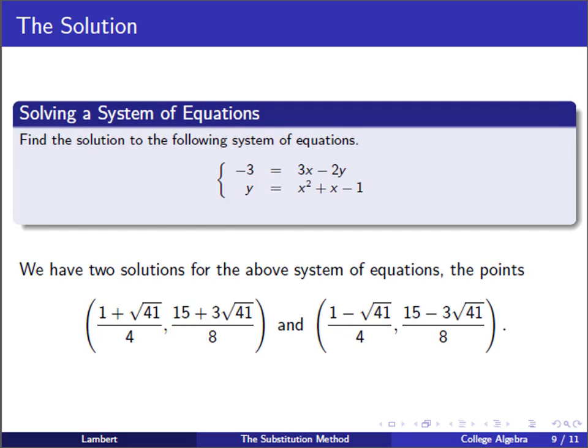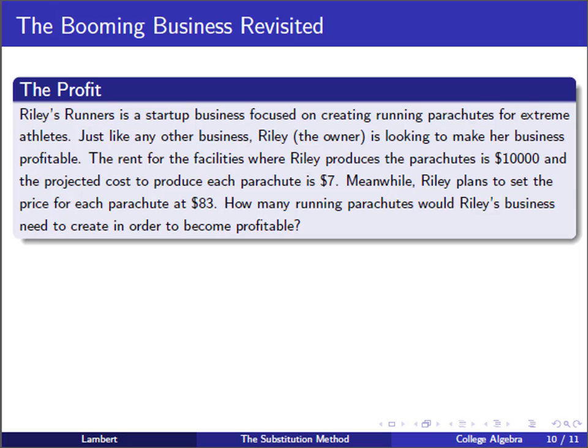So this finally leads us back to our first problem with Riley's Runners business. We need to try and find some sort of system of equations and then solve. Notice you start with $10,000 for rent. That's a fixed cost, so that's not going to change at all. The thing that's changing is the $7 for the cost, and the $83 for the revenue, essentially. 83 per item and then $7 per item. So the key component here is the item and the total amount of money, whether it's cost or revenue.